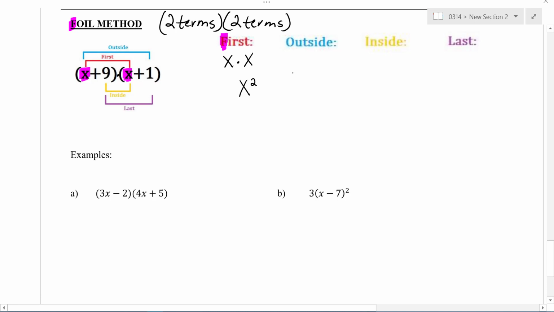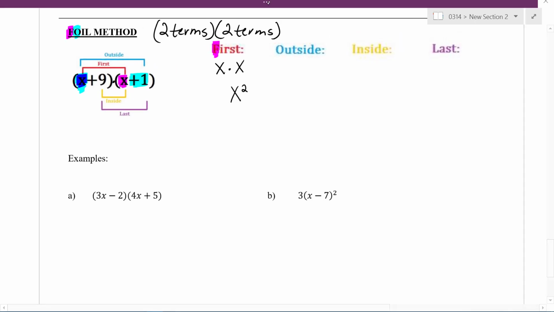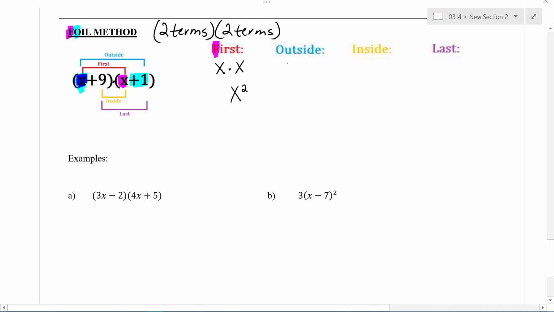Alright, now the O part of FOIL, okay, this is why we call it the FOIL method, is to multiply the two outside things together. So the things that are furthest apart. So the two terms that are furthest apart, those are the outside two terms. That's x times a positive 1. X times a positive 1 gives me a positive x. So I've got that.